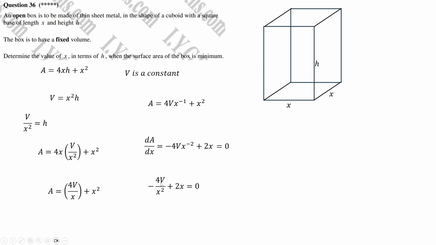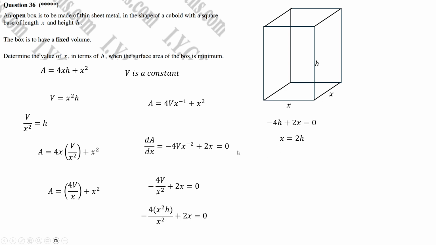You can just put that into that form. It makes no difference. Add 4 over v x squared to both sides to get this. Oh no, I've not done that for some reason. Oh yeah, of course, because we know v equals x squared h, so we'll just plug it into there. x squared and x squared cancel, so minus 4h plus 2x. Add 4h on both sides, and then divide by 2 to get x equals 2h.